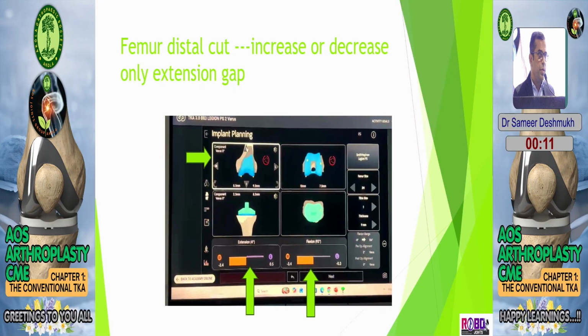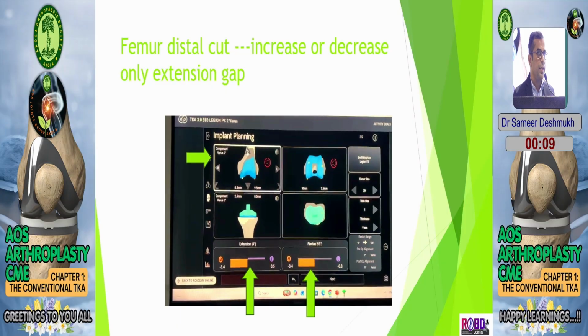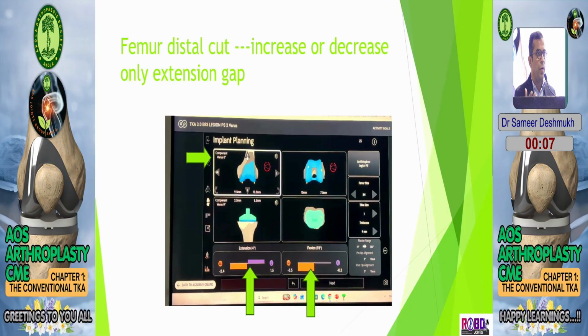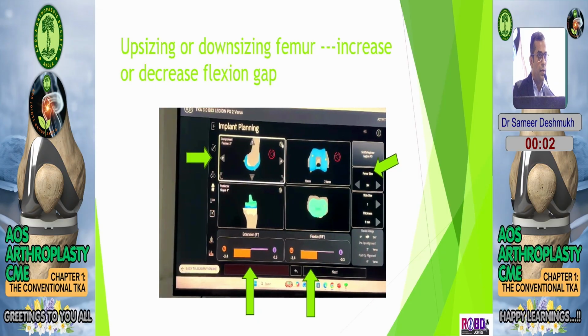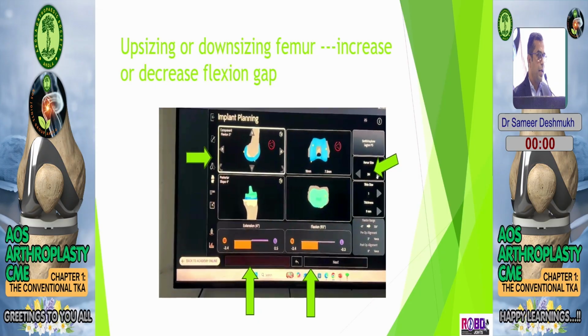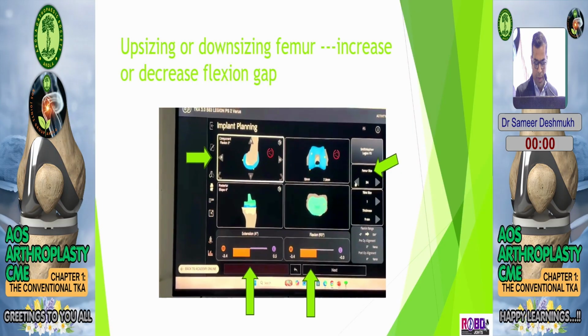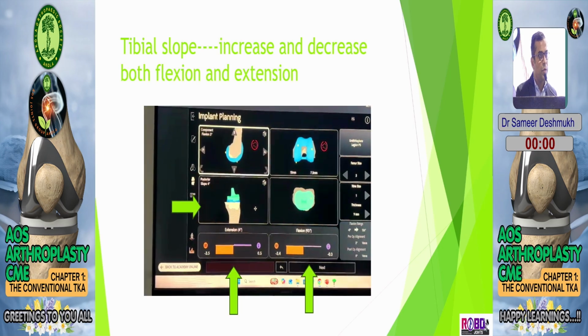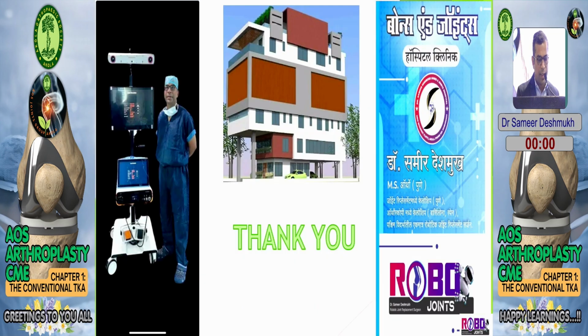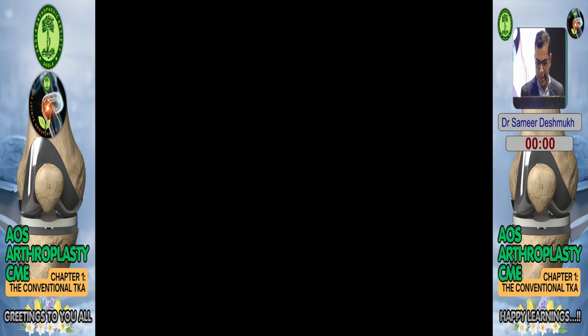So this helps you to decide, if your flexion is tight, extension is tight, or flexion is loose, what cut you should take. If I am upsizing or downsizing the femur, it is only the flexion gap that is changing, whereas the extension gap remains the same. If I am changing the tibial slope, both flexion and extension are changing, and mostly it changes more on the flexion side. Thank you.